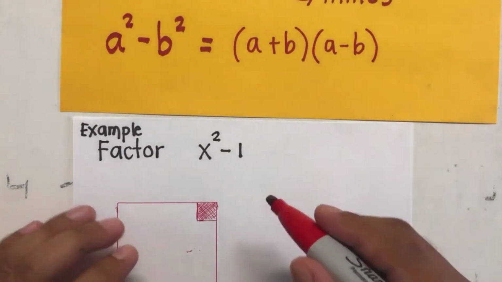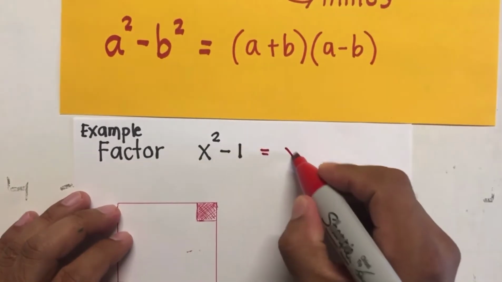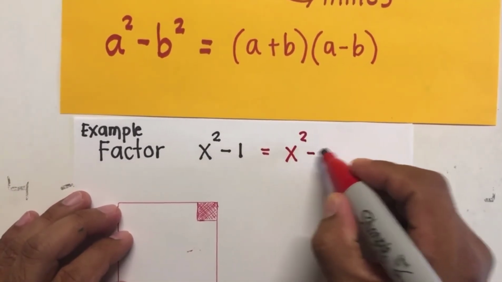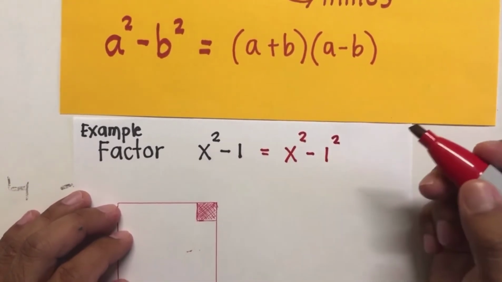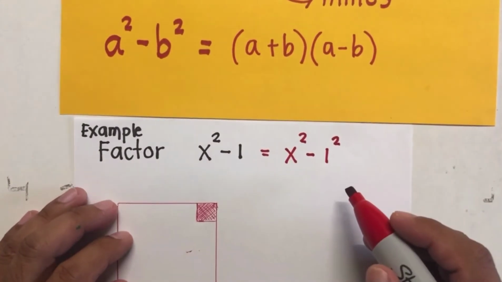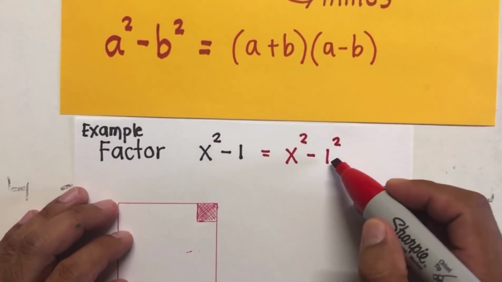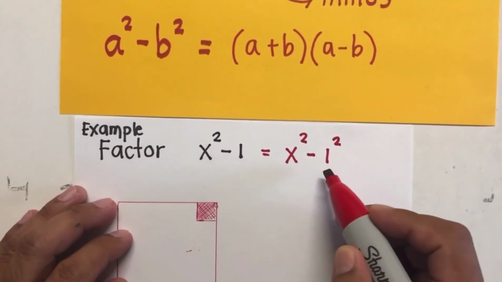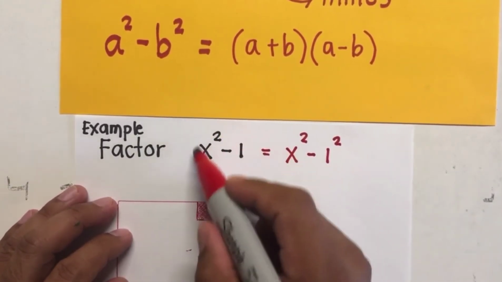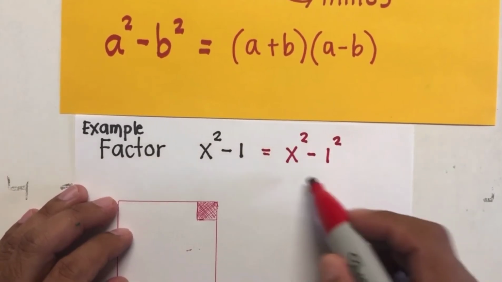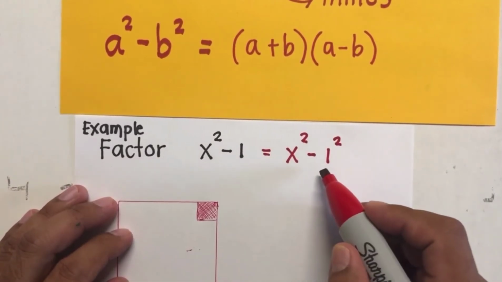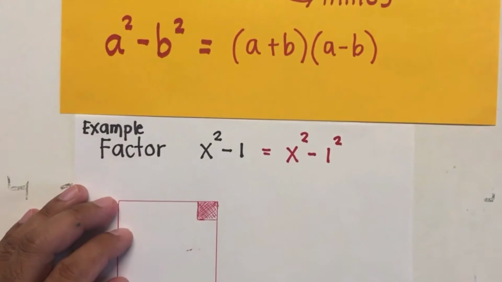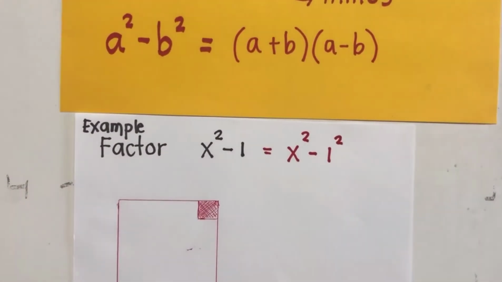So what we need to do is rewrite this as x squared minus 1 squared. Why can we do that? Because the square of 1 is still 1. 1 times 1 is 1. So these two are equivalent, but in terms of the form, this one has no square, this one has a square, and this one fits perfectly to the a squared minus b squared form. So that's what we want.